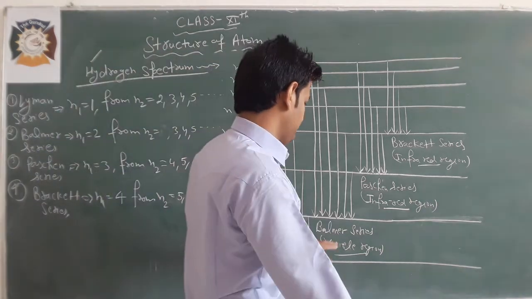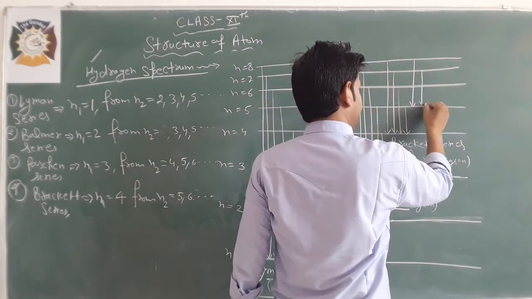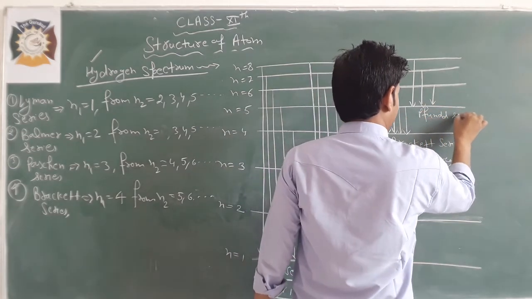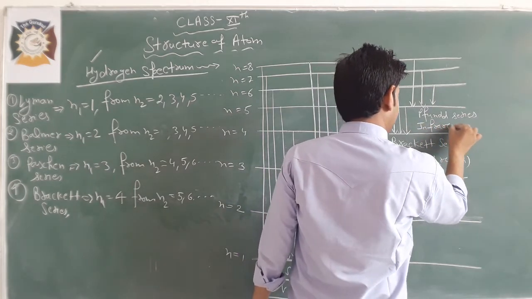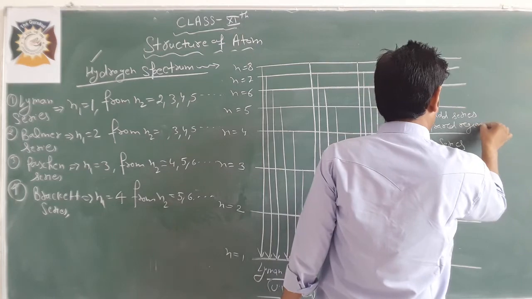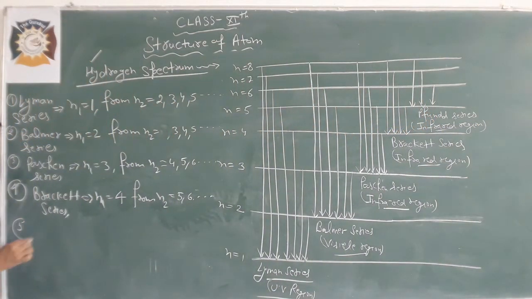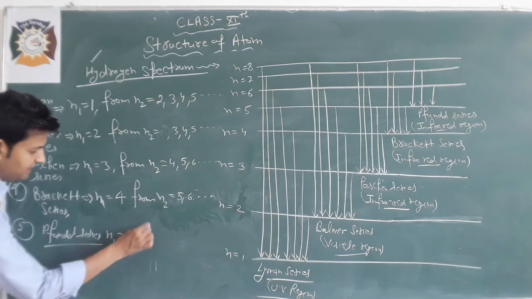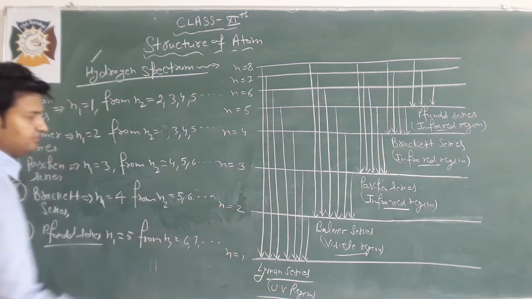And last is Lyman, Balmer, Paschen, Brackett and Pfund. This is our Pfund series. It is also present in the infrared region. Here, in the Pfund series, n1 will be equal to 5, and n2 can be 6, 7 and so on.